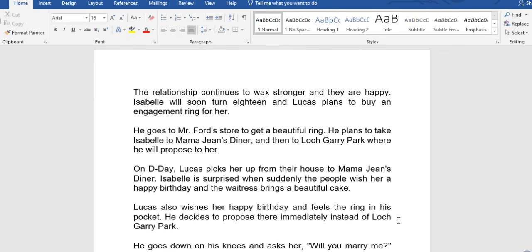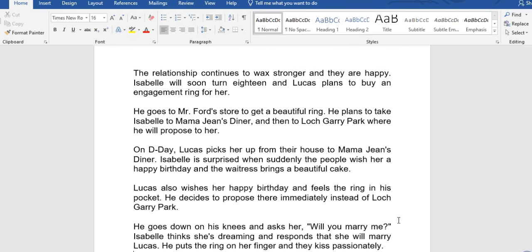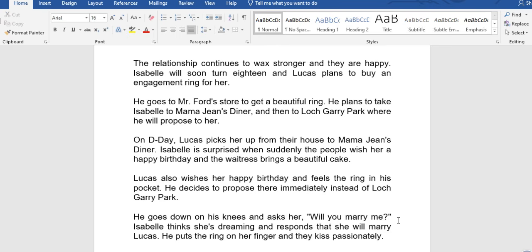The relationship continues to grow stronger and they are happy. Isabel will soon turn 18 and Lucas plans to buy an engagement ring for her. He goes to Mr. Ford's store to get a beautiful ring. He plans to take Isabel to Mama Jean's diner and then to Lochgarry Park where he will propose to her.